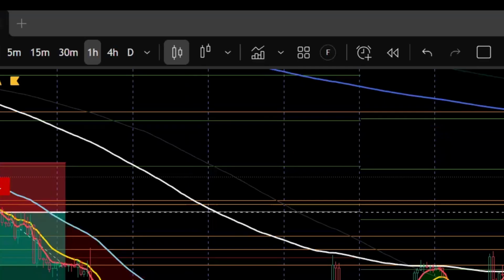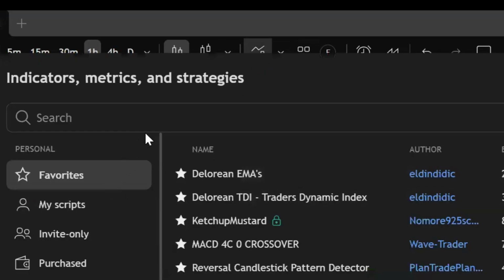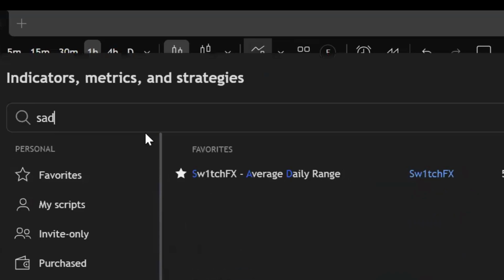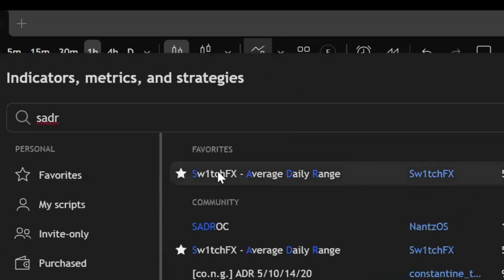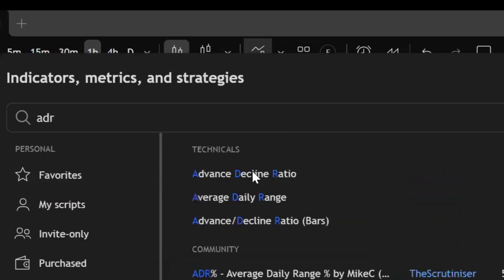What does ADR mean? Average daily range. When you go to TradingView and you type it in, it's going to pop up. I use the SADR. There's a lot of ADRs on there. Switch FX, average daily range. That's the one I use. If you go in there and just put ADR, you're going to see a bunch of them. They're all pretty much the same. This is the one I like the most.